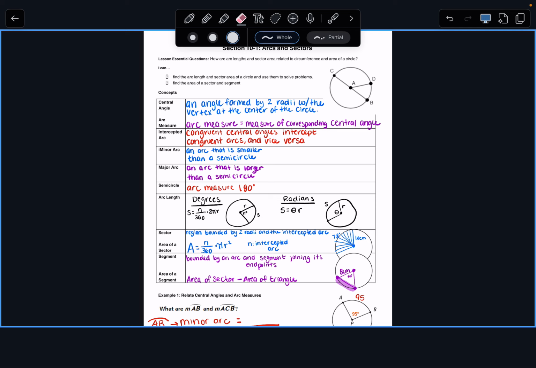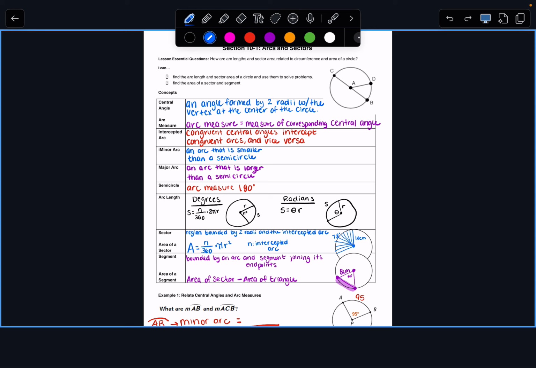Now, an arc in a circle is kind of like a curve. So this is an arc. We have lots of arcs in our circles. Sometimes we have an arc that forms a semicircle, and you guys know that measures 180 degrees. Sometimes we have arcs that are smaller than 180 degrees. We call those minor arcs. And sometimes we have arcs that are bigger than 180 degrees. We call those major arcs.